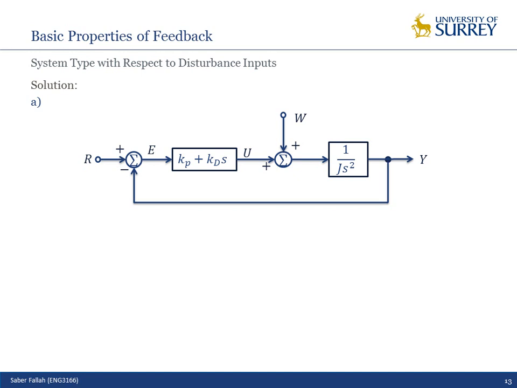Look, without any calculation, I can say that since the system type is 2, if my input is a step input, the steady-state error will be 0. If I have a ramp input, the steady-state error will be 0. If I have a parabola input, the steady-state error is a non-zero constant. But if I have a higher order input, the steady-state error will be infinite. Without any calculation, just by looking at the transfer function of the system.